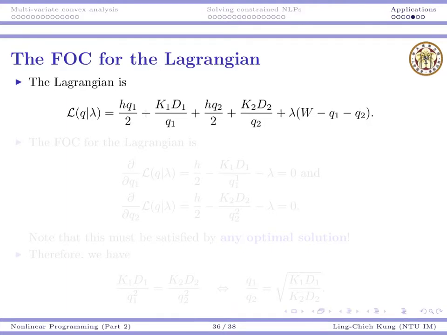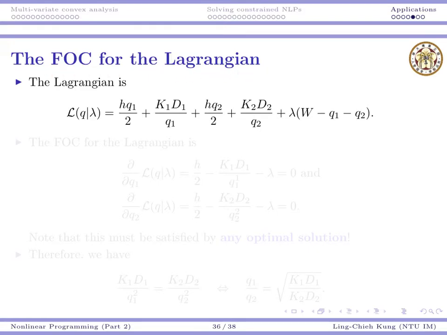How to find a local min? A local min must satisfy the KKT condition, and in particular, it must satisfy the first order condition for the Lagrangian. You will see that this is the most important weapon that we will use for solving constrained nonlinear programs. Any local min must satisfy KKT, and the first order condition of the Lagrangian is one of the KKT conditions.